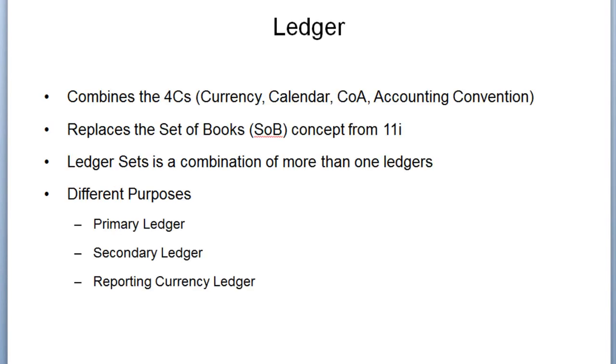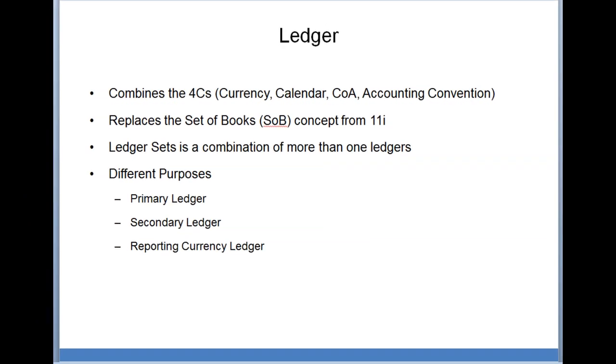Okay, and the last thing in this concept part that we'd like to go through is the ledger, which basically combines the 4 C's. So in a ledger definition, we will have currency, we will have calendar, chart of accounts, and the accounting conventions. If one of this information is required to be different, we would have to define a separate ledger. So that's where also the concept comes of different types of ledgers. As you can see here are the primary ledger, secondary ledger, and reporting currency ledger.